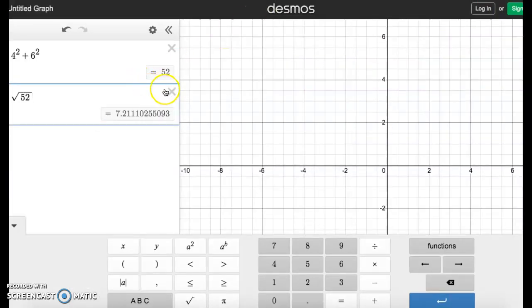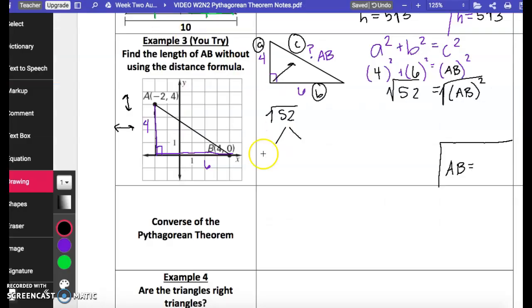I'm going to divide by 2. 26. So we get 2 and 26. Oops, that is not a prime. I meant to circle this one. 26 is 2 and 13. Those are both prime numbers. So 2 and 2 are a pair, and 13 is a single. So that stays on the inside, and 2 radical 13 is the length of AB.